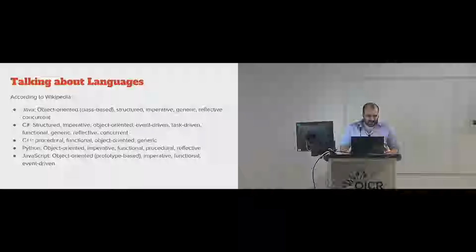I went to Wikipedia and looked up a bunch of languages, and these are the buzzword descriptions of those languages from the paradigm section of Wikipedia. Java is an object-oriented, class-based, structured, imperative, generic, reflective, concurrent language, whereas C# is structured, imperative, object-oriented, event-driven, task-driven, functional, generic, reflective, and concurrent. C++ is procedural, functional, object-oriented, and generic. Python is object-oriented, imperative, functional, procedural, and reflective, and JavaScript is object-oriented, prototype-based, imperative, functional, and event-driven.